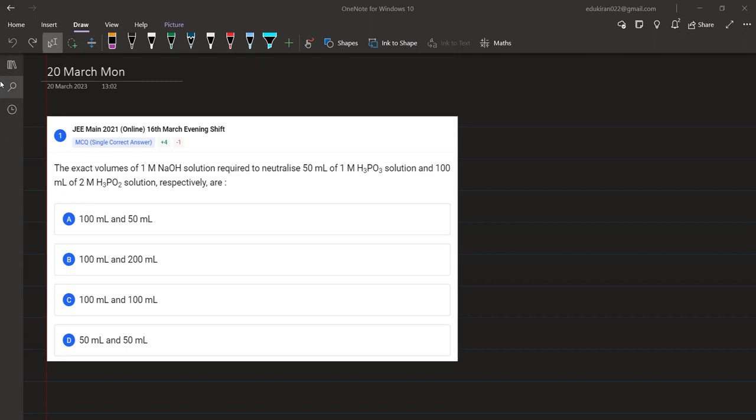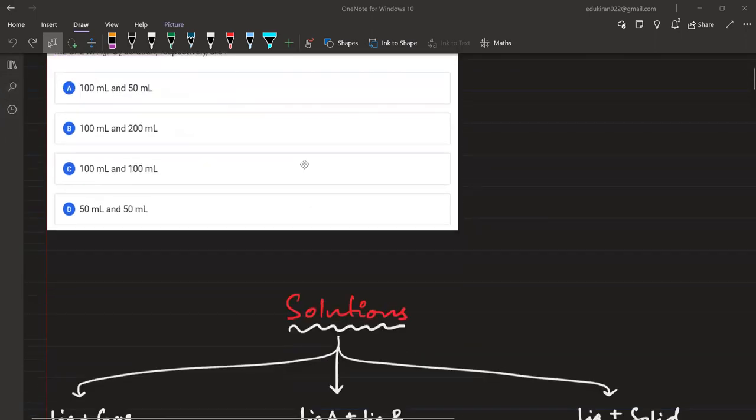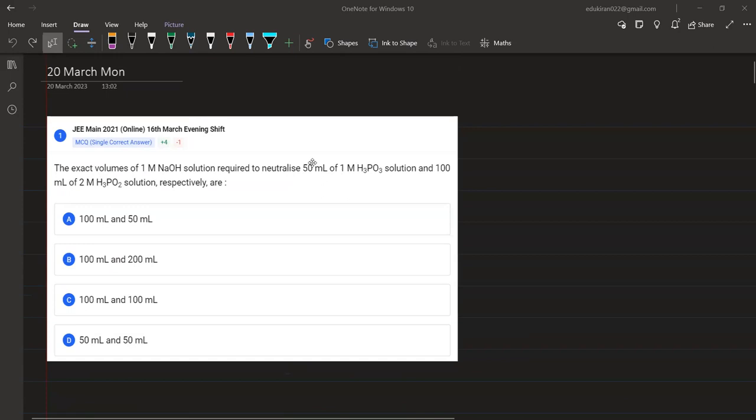Mole concept chapter. Okay. And after that, we are going to start solutions. So let us start with this question. Just a bit of revision here.